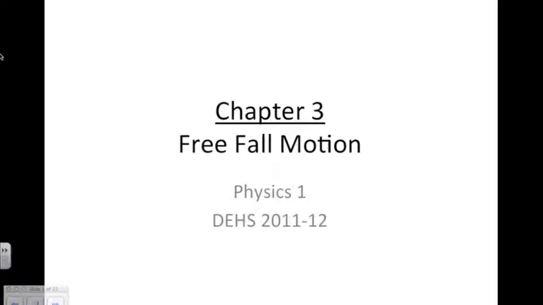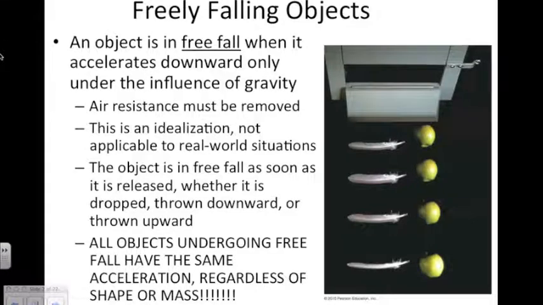So let's check out Chapter 3, Freefall Motion. Well, you may have seen videos of astronauts on the moon dropping various objects to test how gravity works in a vacuum. And you may have seen where they take a feather and a hammer, or in this picture right here, you've got a feather and an apple. And in a vacuum, they actually drop at the same rate because there's no air resistance. On the moon, there's no air, so there's no air resistance. So a feather doesn't just waft down, but it falls down at exactly the same rate.